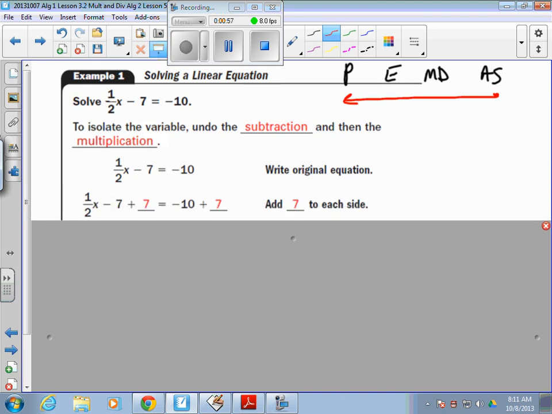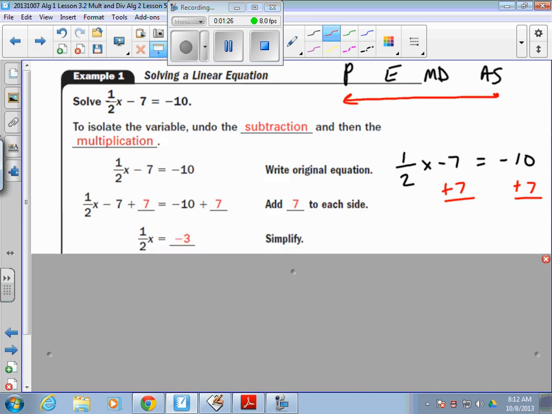So again, most of us don't write our problems out this way. Most of us work vertically instead of horizontally. So if this kind of stuff ever bothers you when you're filling out these sheets, just work them over here on the side and then you'll understand what it's supposed to say. So 1/2 x minus 7 equals negative 10. To undo minus 7, you do the inverse of that and you add 7. And then you do the same thing to the right side. Notice that's the difference between working vertically versus horizontally, what they have for your blanks.